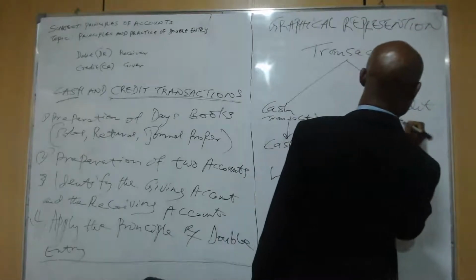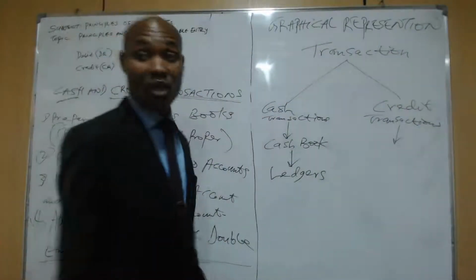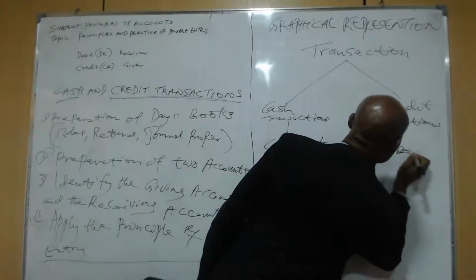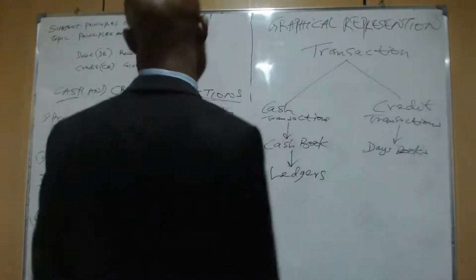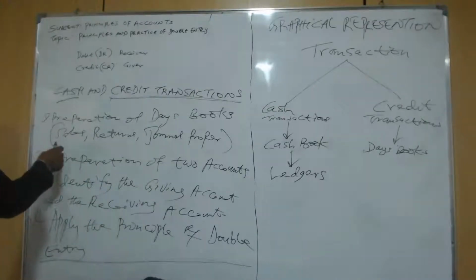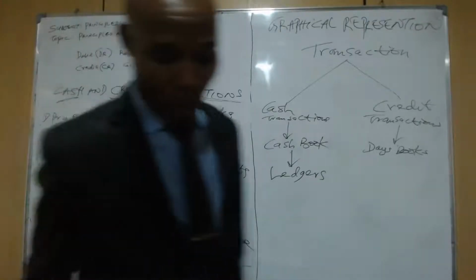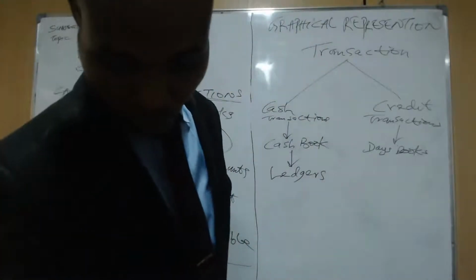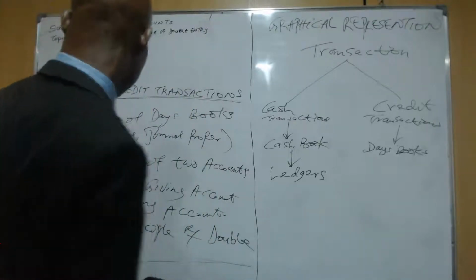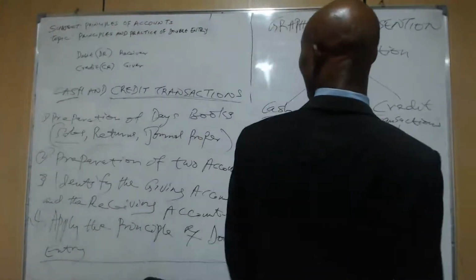Under your credit transactions, you have the days book. Remember, the days book includes your sales day book, your returns day book, your journal proper. It also includes your purchases day book.